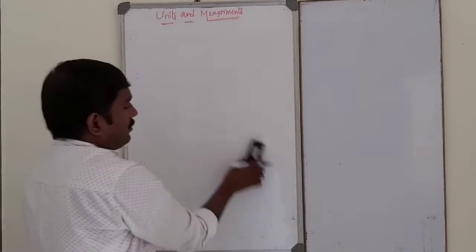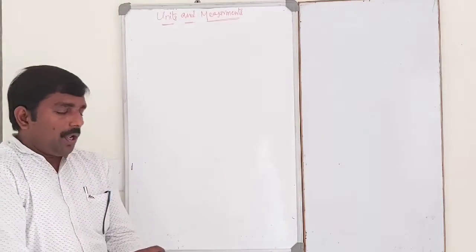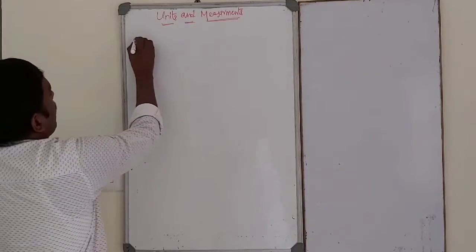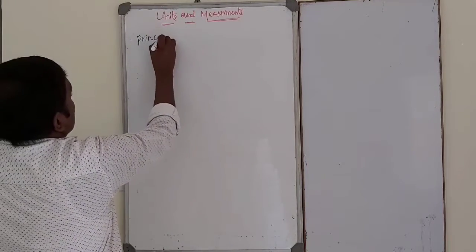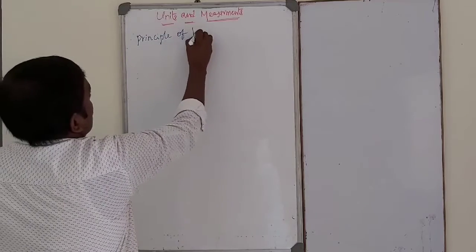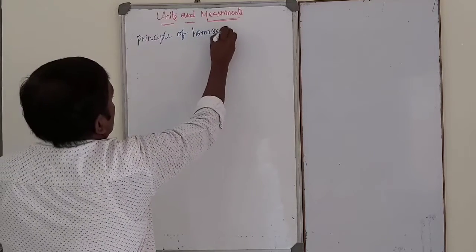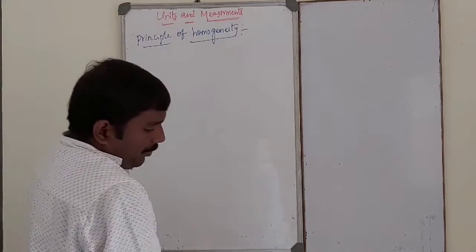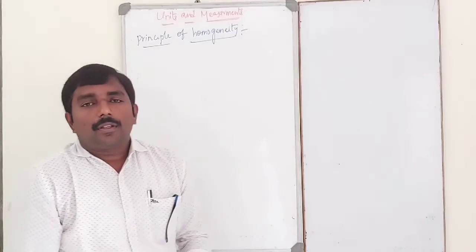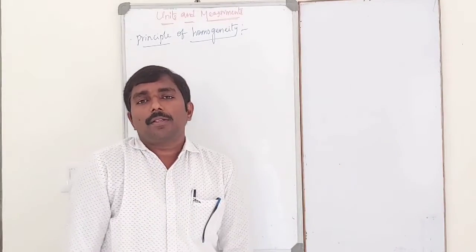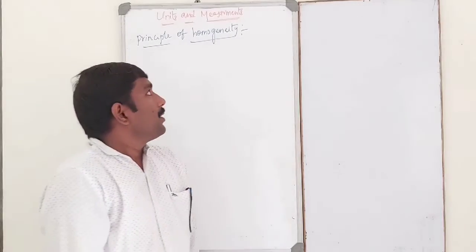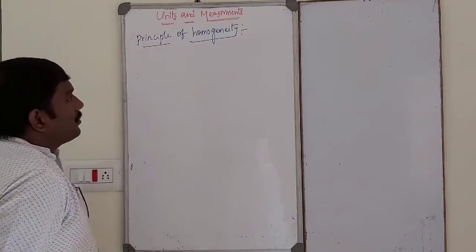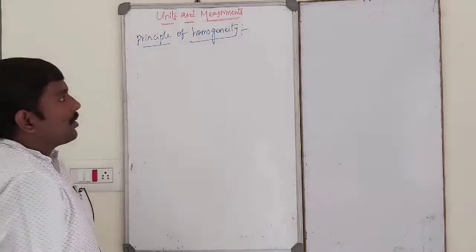Next one, the principle of homogeneity. According to the principle of homogeneity, the dimensions of both sides of the equation must be the same. Then we write the dimensional formulas for some equations.